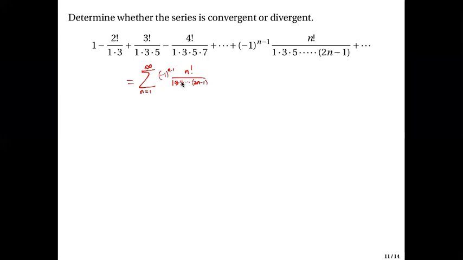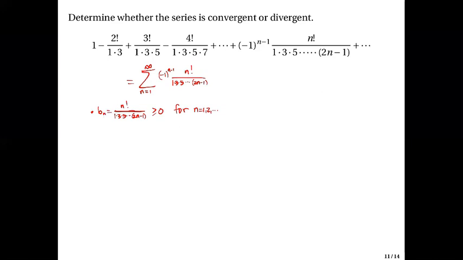Okay, so here, let us consider our Bn to be that n factorial over 1 times 3 times 5 until times 2n minus 1. And definitely this is greater than or equal to 0, okay, for all n. For n equals 1, 2, etc. So notice here you have the first term to be 1, the second term 2 factorial over 1 times 3, etc. So the terms are positive.